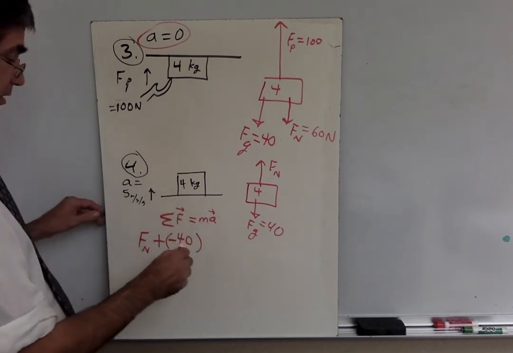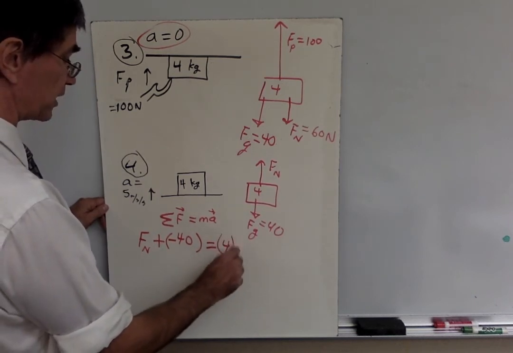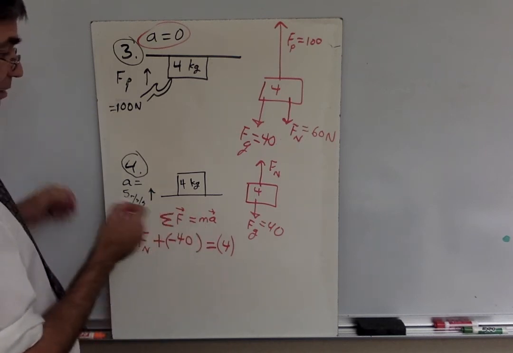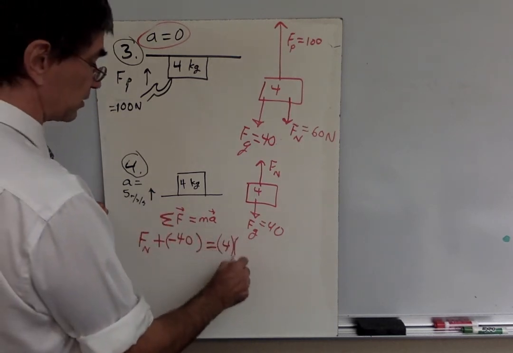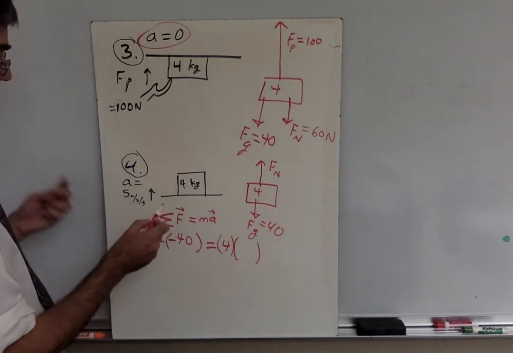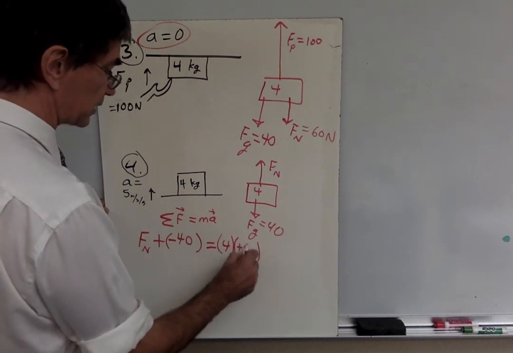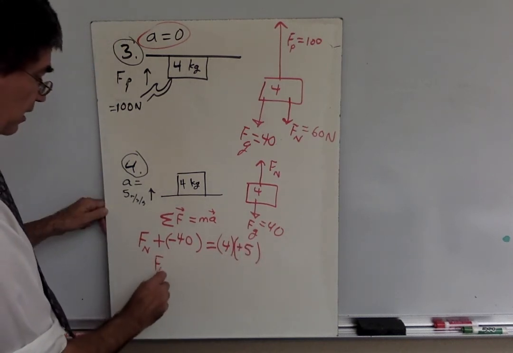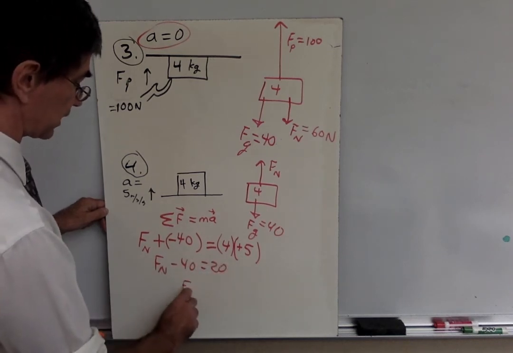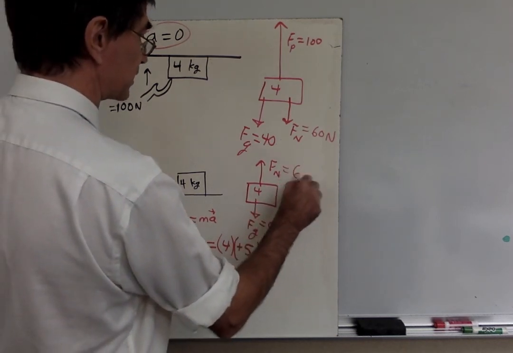Okay, let's do the right-hand side. The mass is 4. Mass will never be 0 or negative in this course ever. But acceleration could be 0 or negative. So let's put in the number for the acceleration. This says up 5. How do you tell the equation up? Well, of course, with a plus. So plus 5. All right, so you get Fn minus 40 equals 20. And so that tells you the normal force strength has to be 60. So back up here, I write 60 newtons.